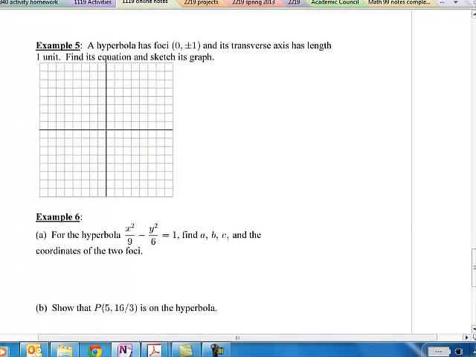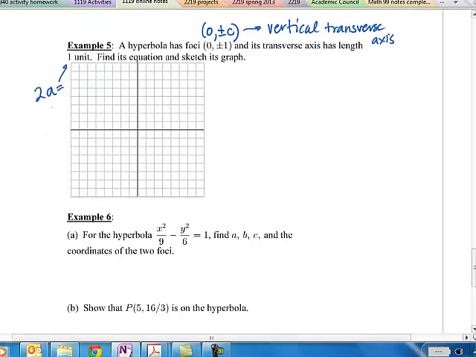Another one. So the hyperbola has foci 0 plus or minus 1. So this is 0 plus or minus c. But that also tells us that the transverse axis is vertical again, since those are on the y-axis. And let's see. The transverse axis has length 1 unit. The transverse axis length is always 2a. So what we know is 2a is 1.